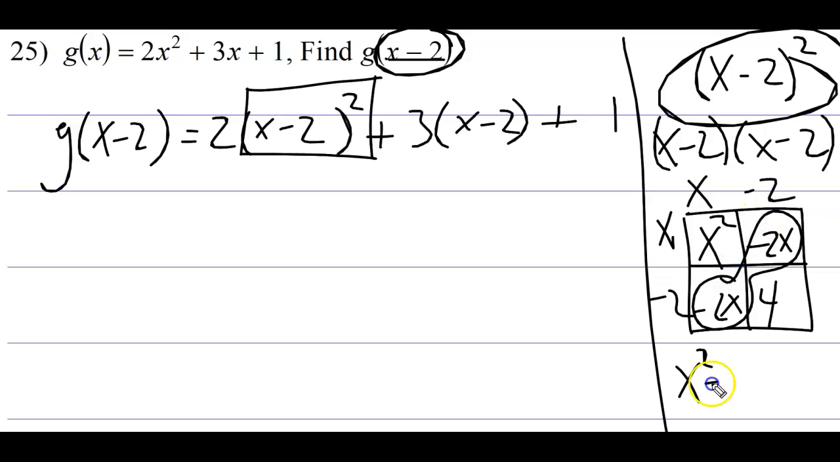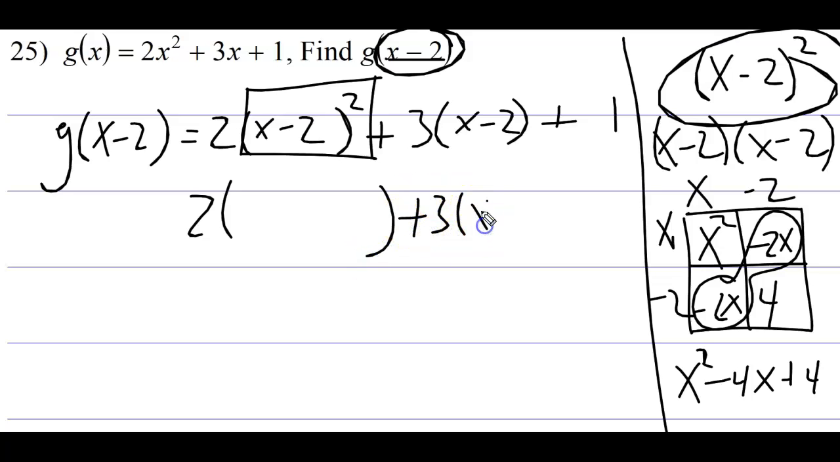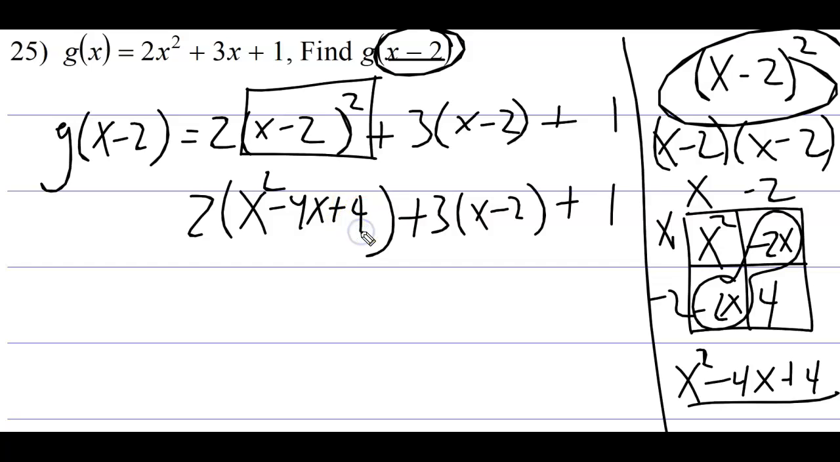These two negative 2x's come together to make a negative 4x. There we go. So this part here in the box simplifies a little bit. It becomes x squared minus 4x plus 4 because of the box method. So we do our power first, just like on the last one. It's just that this time it required a little bit more algebra. Then we do our multiplication, which in this case takes the form of distribution.